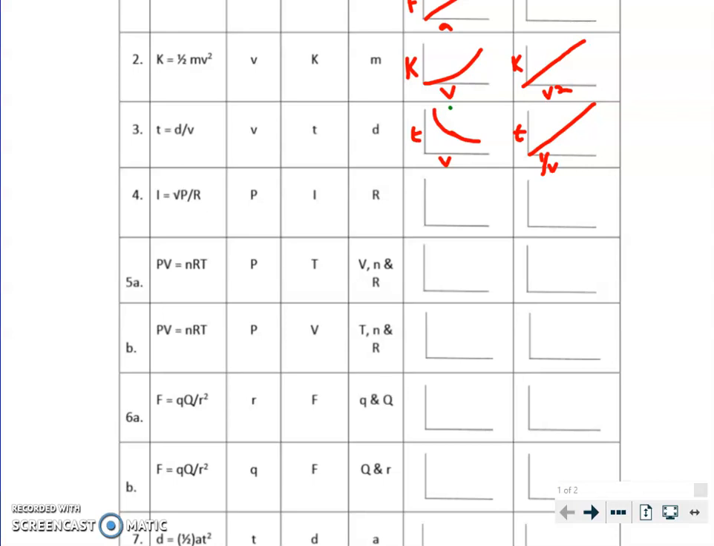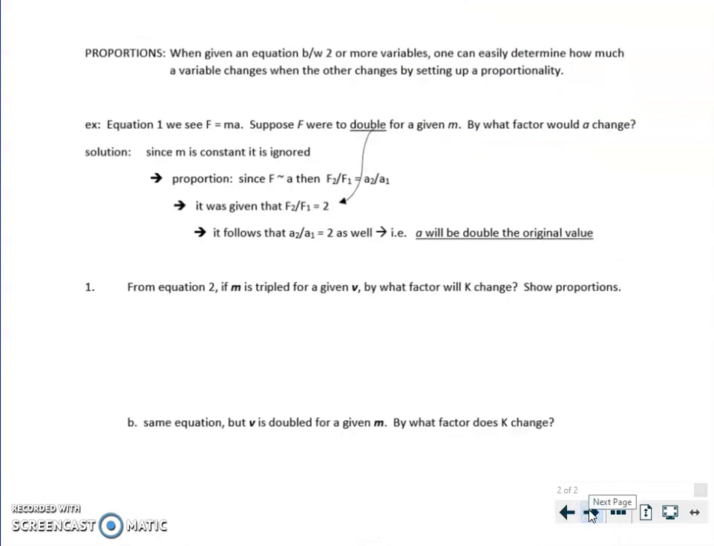So let me turn our attention to proportions. The idea behind proportions is, in many cases, if I have a relationship and I say, well, I'm going to double this, what's going to happen to that?